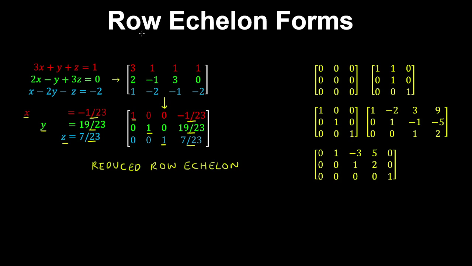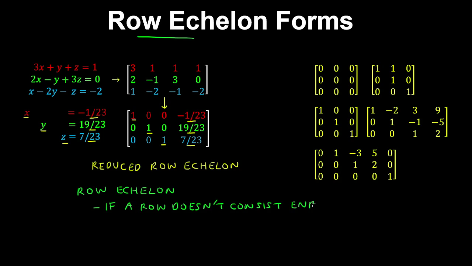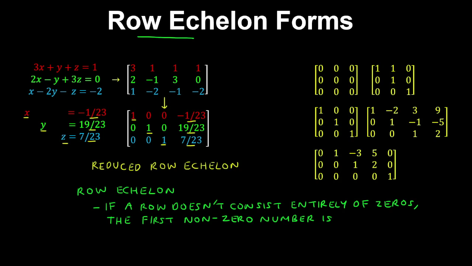Now in general, we have a row echelon form which has the following properties. So if a row does not consist entirely of zeros, the first non-zero number is a 1. So here is an example where we have the first number in each row being a 1.